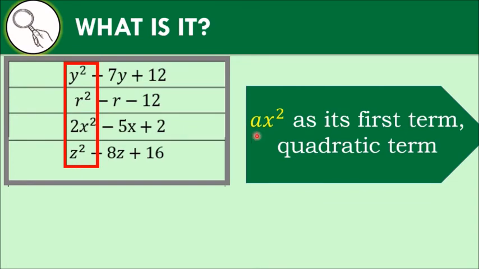Now, what do we mean by a? Here, a represents the numerical coefficient of x squared. So here, our y squared has the numerical coefficient of 1, so a is equal to 1. Same here for the second one, pointed by my laser pointer. So I have 1 for a. Then here, the numerical coefficient of x squared is 2, therefore a is equal to 2. And for the last example, our a is 1. Okay, I hope that's clear.